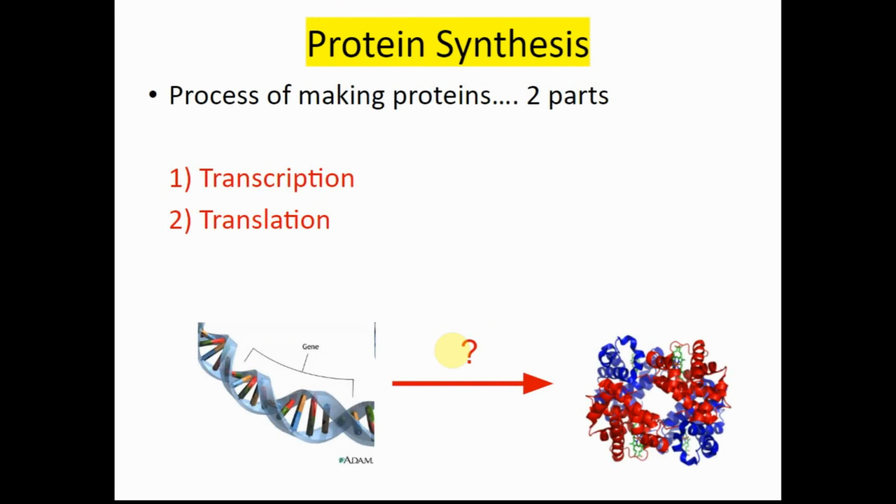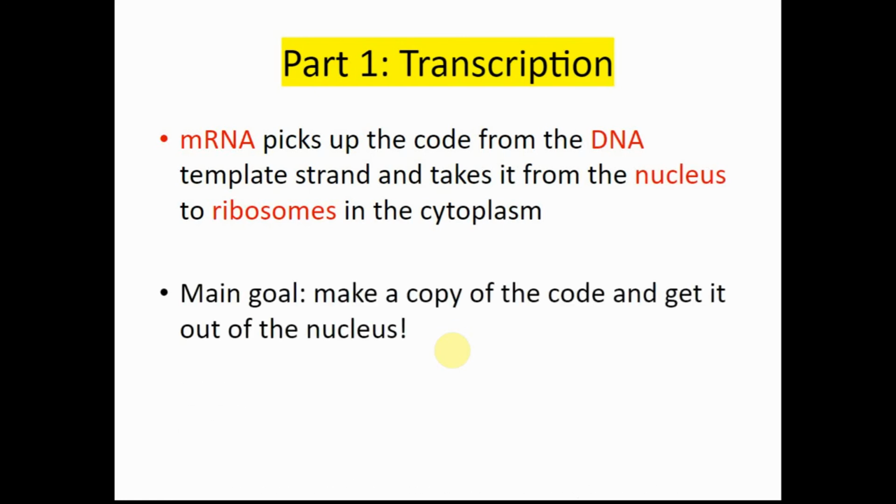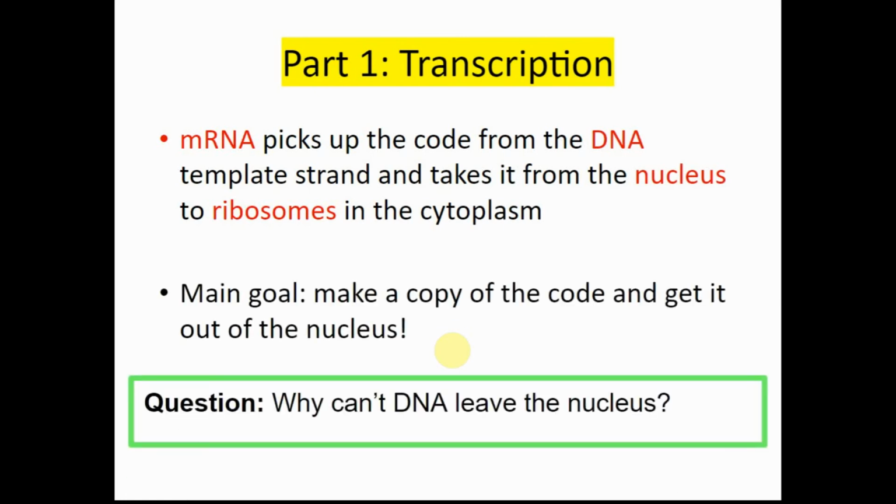All right, so protein synthesis happens in 2 steps, transcription and translation. During transcription, mRNA is going to be made to copy the code from a single gene in DNA and take it out of the nucleus to the ribosomes. DNA can't leave the nucleus because it's too big, but we also want to protect it since it's the master plan of all genetic information in the cell.